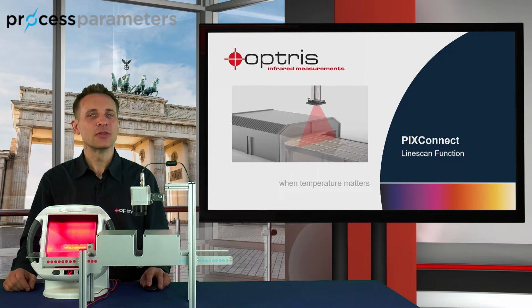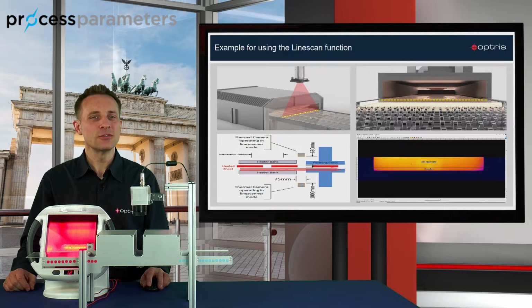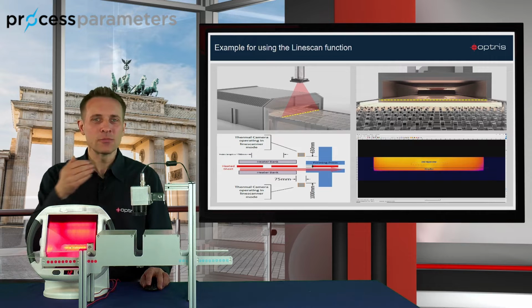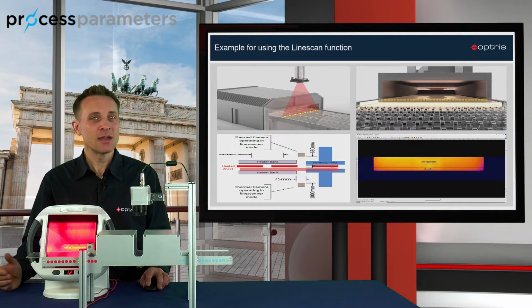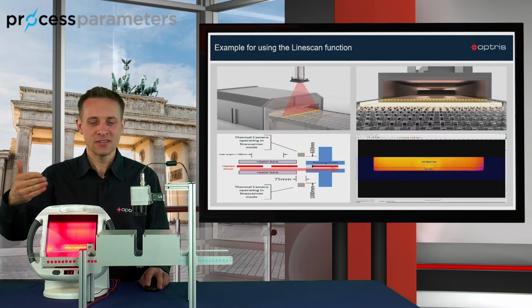The software PIX Connect has this linescan function, which is mainly used for continuous processes where the measurement objects are moving. For example, this could be a thermal forming process or a float glass process or also a sheet glass application. To better explain the setup for the linescan function to you, let's have a look at this small demonstration model.